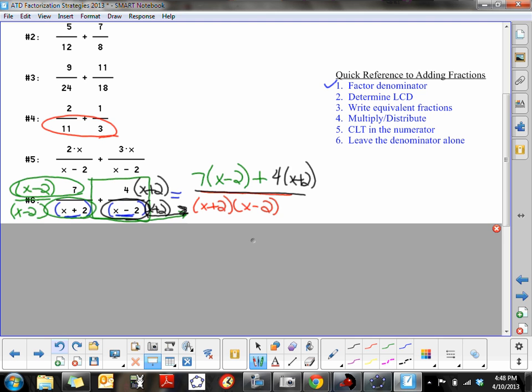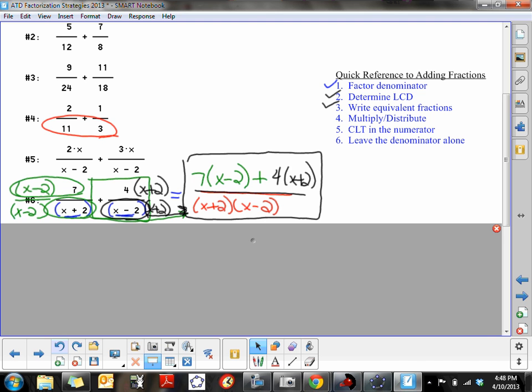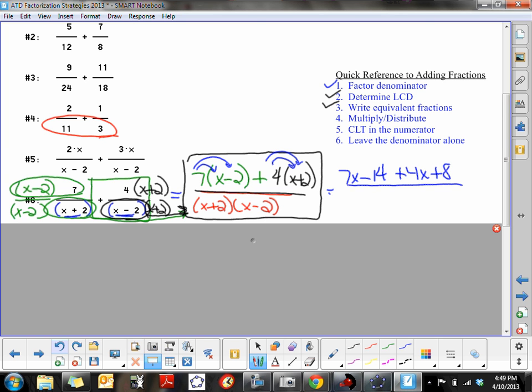So in this one step here that you're looking at, I've created a common denominator and created equivalent fractions all in the same step. So I determined the least common denominator, I wrote equivalent fractions, now I need to multiply or distribute. Since we finally have algebraic expressions, now it's important that we remember our distributing rules. So it's 7x minus 14, plus, now we're going to distribute our positive 4, which is going to be plus 4x plus 8, all over your least common denominator, which is x plus 2, x minus 2.